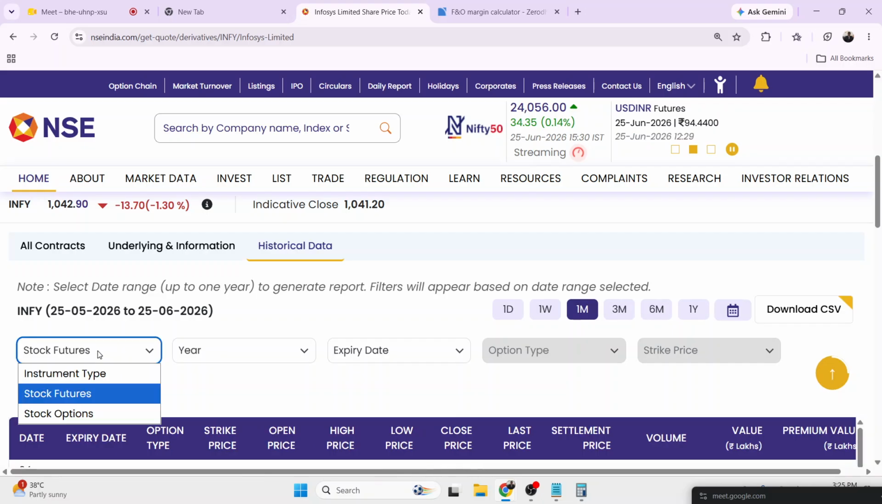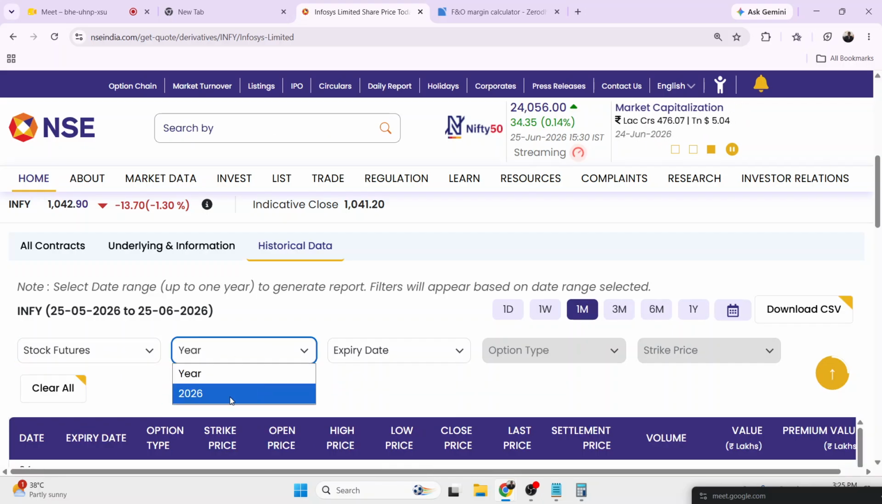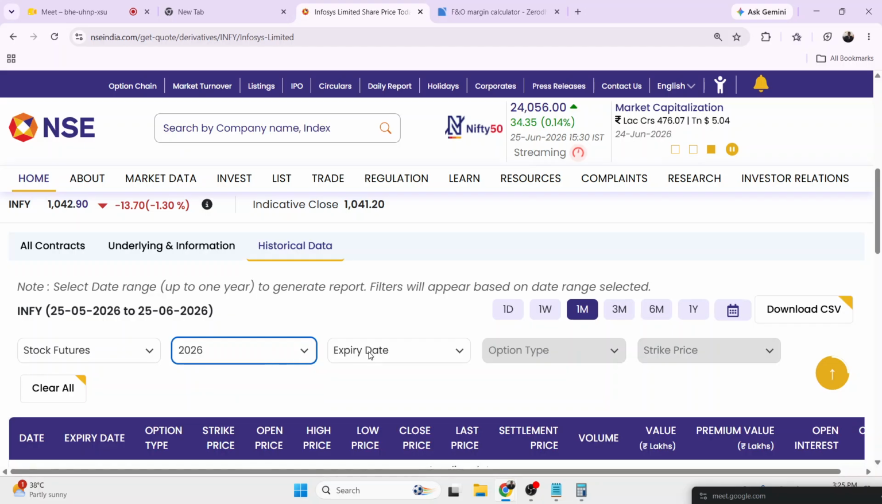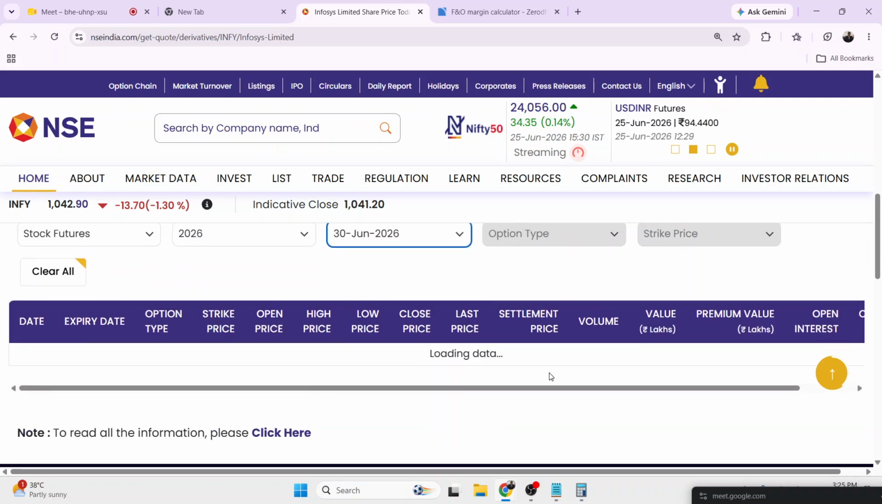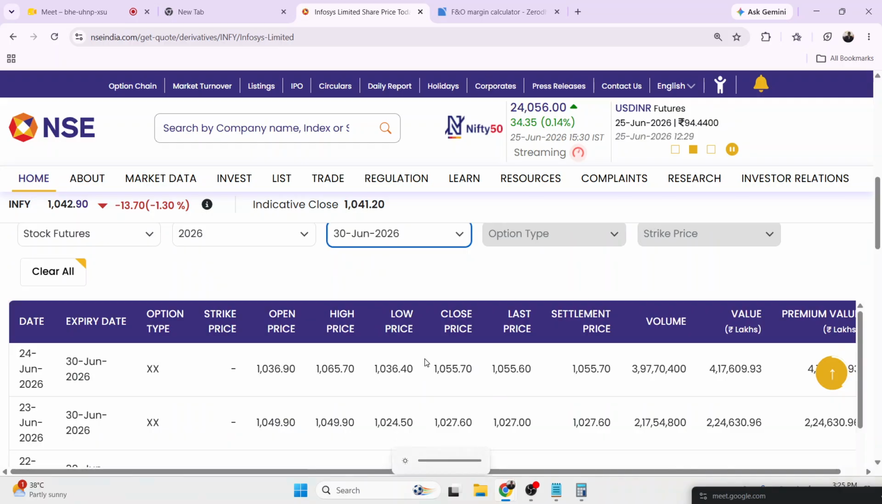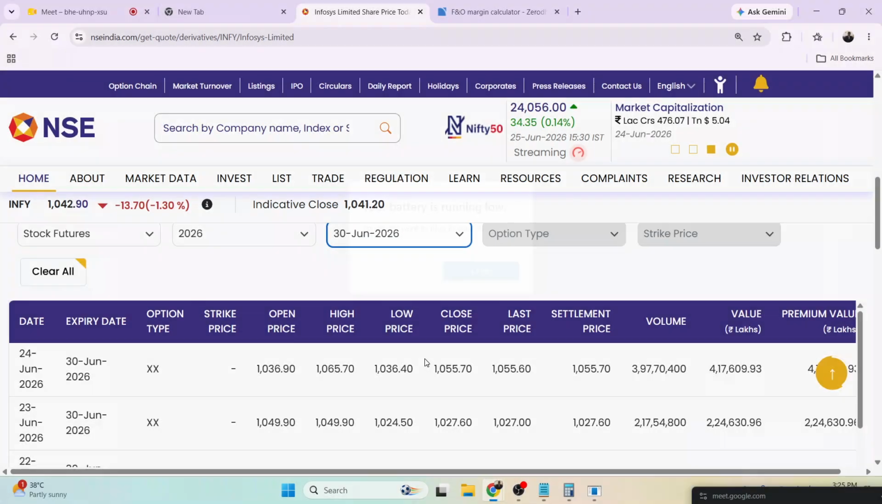Okay, you have to select stock future, current month, current year, expiry. My expiry is already over. We can go for June. Now here you can see the data is loading. There is some problem with the loading.